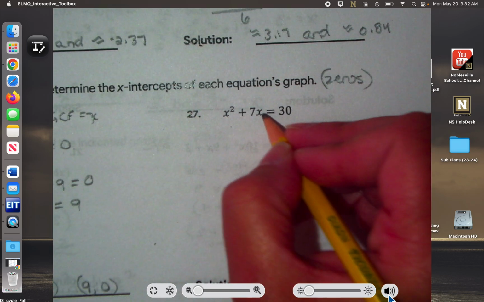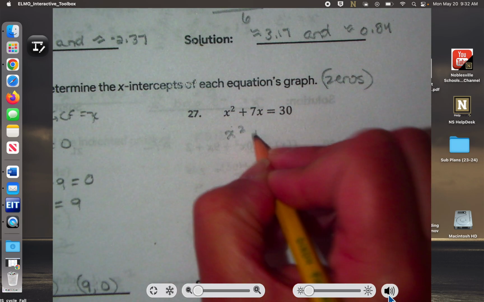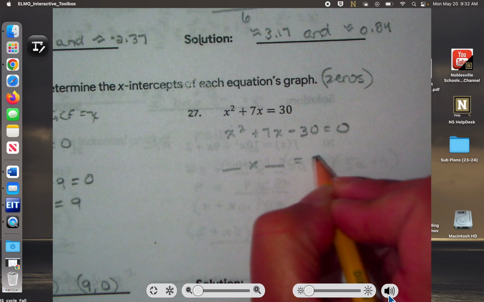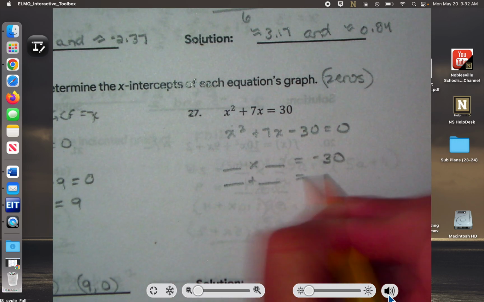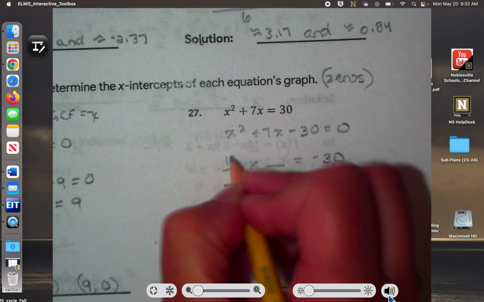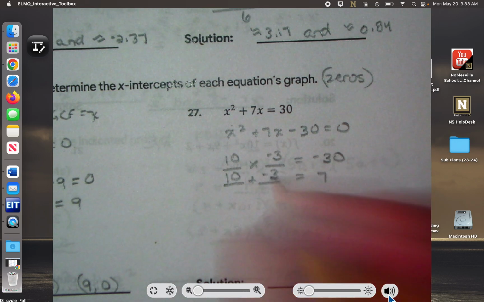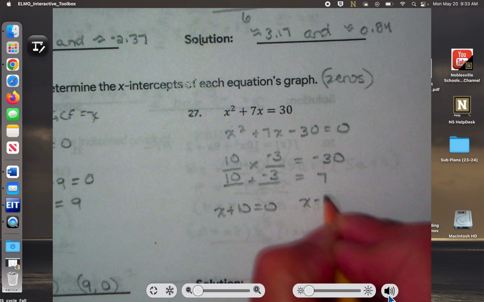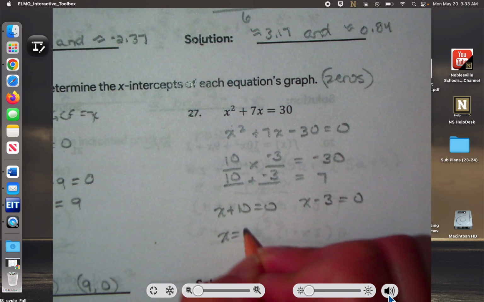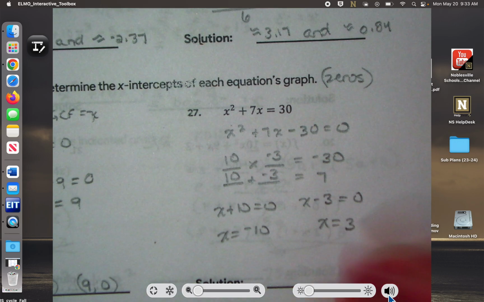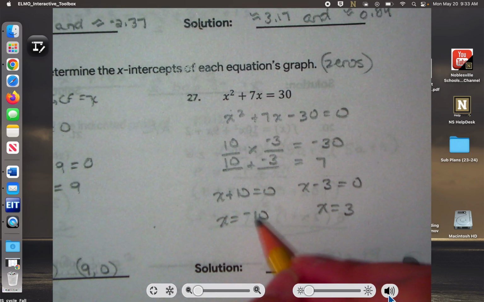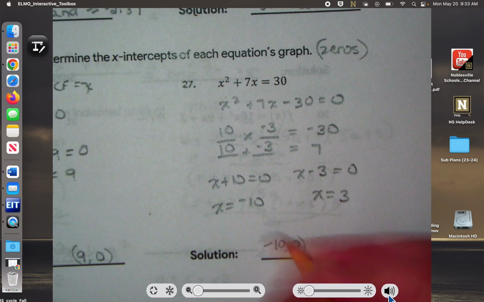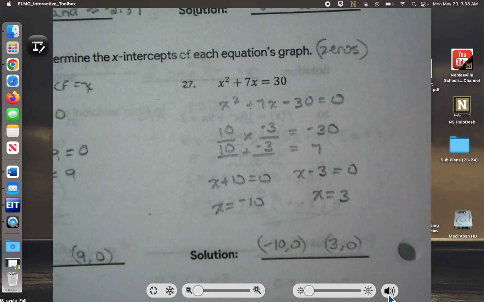Similarly over here, I'm going to subtract this 30, so I have everything: x squared plus 7x minus 30 equals 0. So what times what equals negative 30, what plus what equals 7? So I'm going to have 10 and negative 3. Then I'm going to have x plus 10 equals 0, x minus 3 equals 0. So x will equal negative 10 and x will equal positive 3, right? Because if I subtract the 10 over here and I add the 3 over here, my solution is going to be negative 10, 0 for one of the x-intercepts and 3, 0 for the other x-intercept.